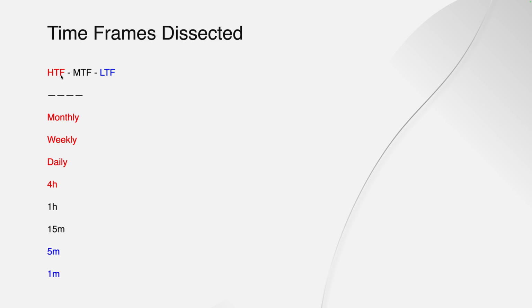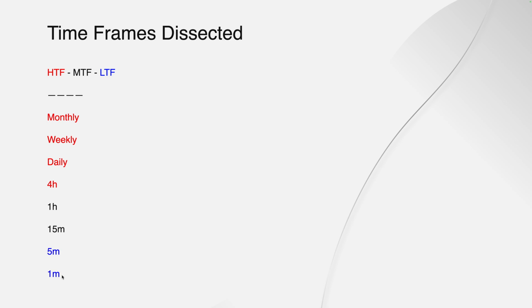Higher time frame is red, mid time frame is black, lower time frame is blue. And the higher time frame right there is monthly, weekly, daily, and the 4 hour. The mid time frame is the 1 hour and the 15 minute. The lower time frame is the 5 minute and the 1 minute right there.